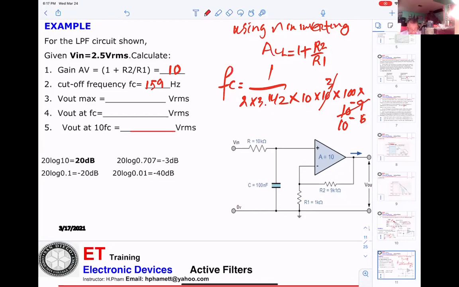Okay, what is the VL maximum? You get V out from the gain, which is V out over V in, so you flip it around and you can get V out. Is that correct? VL equals V in times the gain. Right. 2.5 times 10 is 25. 25 volts.